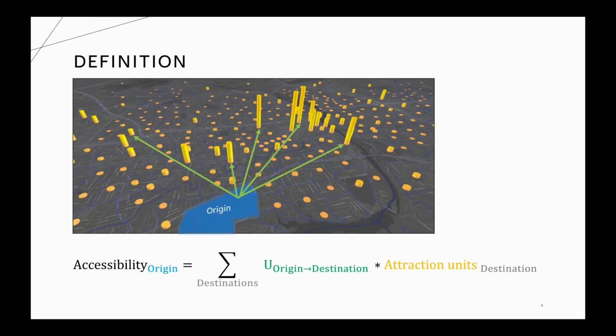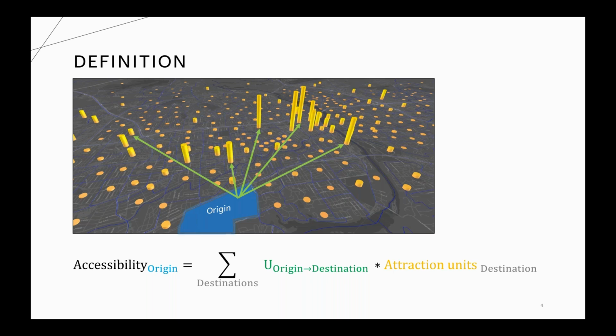So what's the accessibility? If I want to start with an example, the accessibility is the number of jobs that I can reach from my home within a reasonable amount of time. In a more technical way, the accessibility is the number of attraction units like jobs, university seats, hospital beds, any type of attraction unit reachable from a zone while accounting for the desirability of travel, which is called travel acceptance.